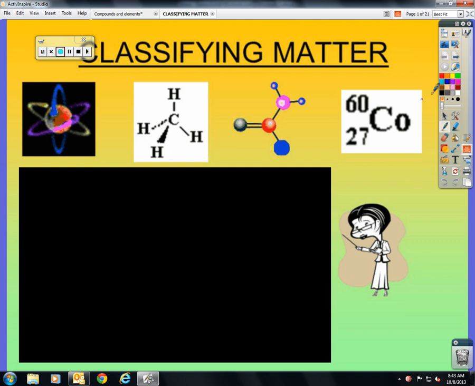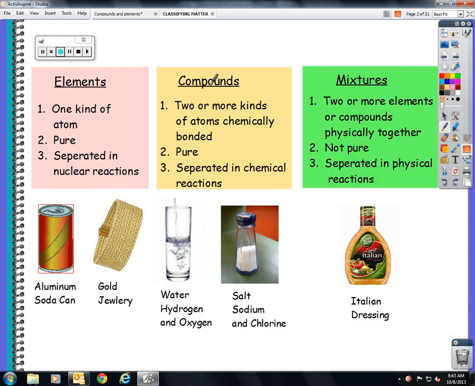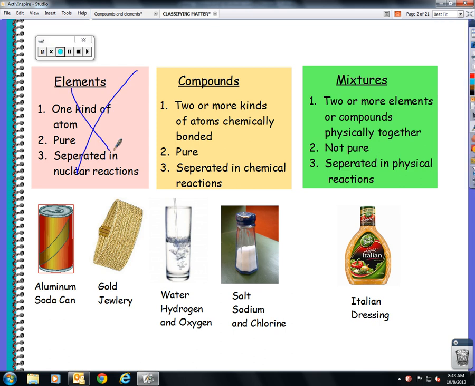Let's get over here to classifying it further. We already went over elements, we already went over compounds, so let's talk about mixtures. Mixtures are 2 or more elements or compounds that are physically mixed together. So this is not a chemical bond, they are just physically together. It's not a pure substance, everything in there is not the same, and it can be separated easily.